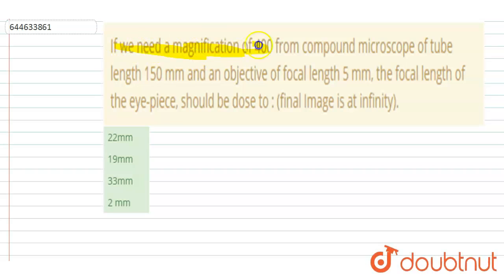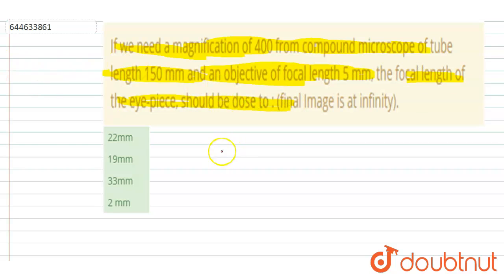Hello everyone. If we need a magnification of 400 from a compound microscope, tube length is 150 mm. Objective of the focal length is 5 mm. Focal length of the eyepiece should be close to.